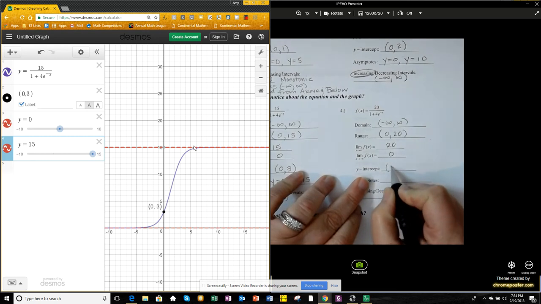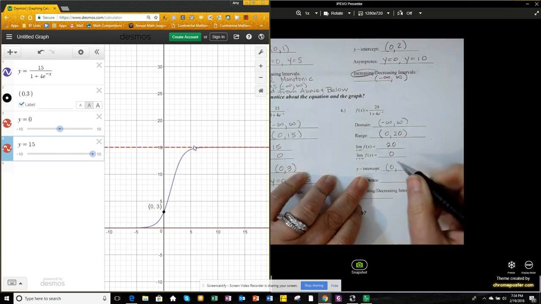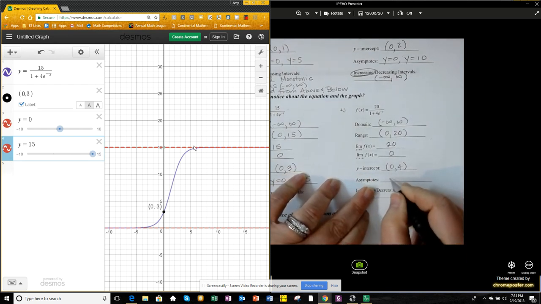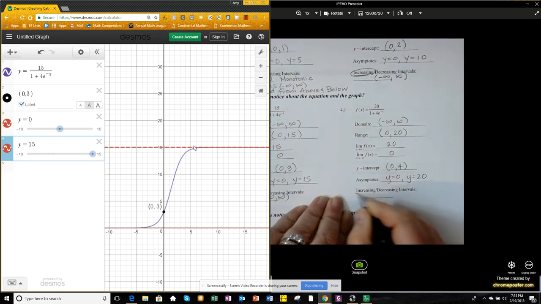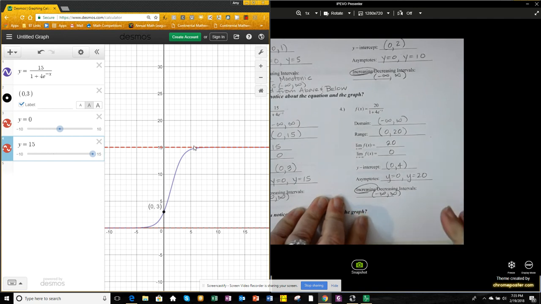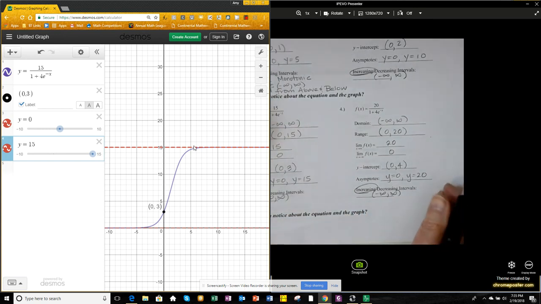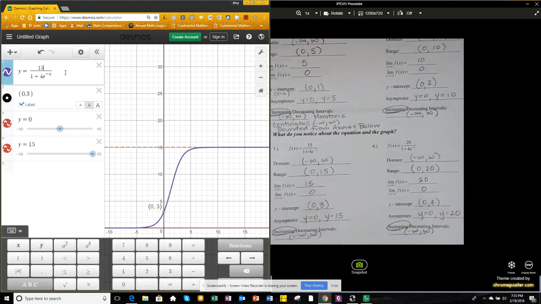And the y-intercept, putting in 0, is now going to be 20 over 5, which is 4. The asymptotes are going to be y equals 0 and y equals 20. This is also increasing from negative infinity to infinity, continuous, bounded above and below, and monotonic. All right, so let's change it and see on Desmos if we were correct. And sure enough, it looks like it's behaving as we expected.